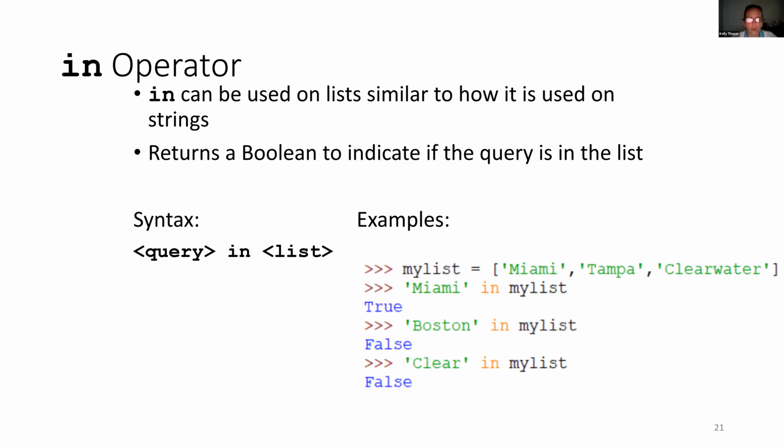We also have the in operator. The in can be used on lists similar to how it's used on strings. It returns a Boolean to indicate if the query is in the list. So you would do query in list. So for example, here's a list and you ask Miami in my list, and it's true, it's right here. Boston in my list? No, false. And clear in my list? Oh, it's right here. But again, of course, you can't do that. It needs to be a complete match for the item in the list. So you will get a false.